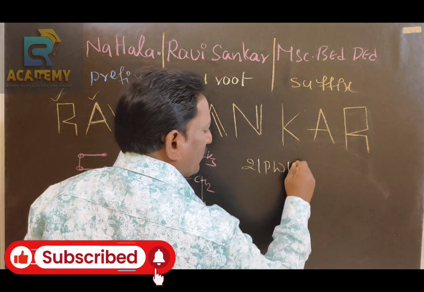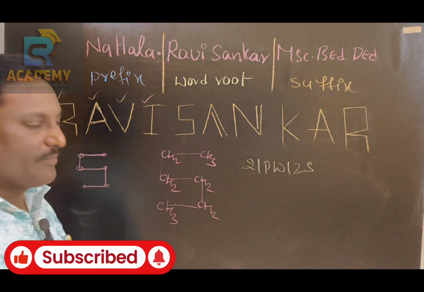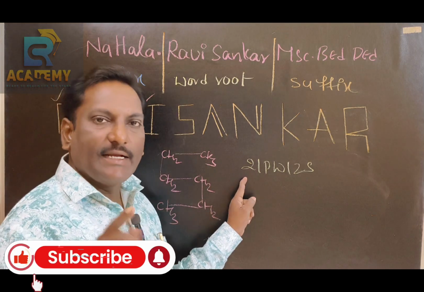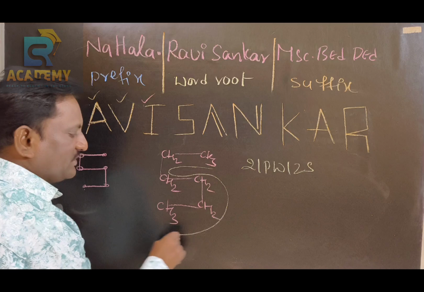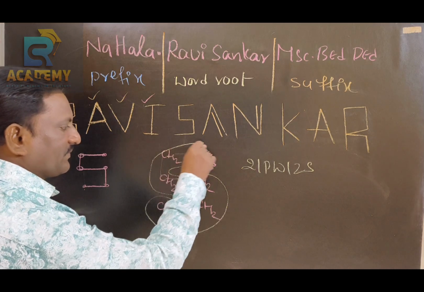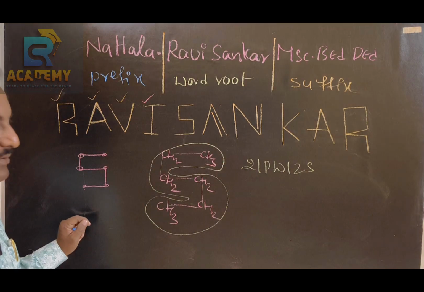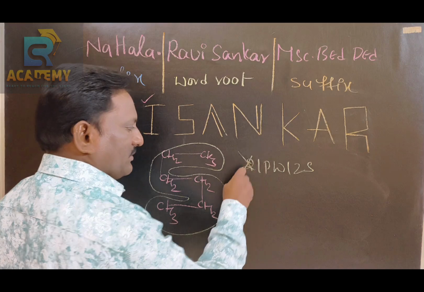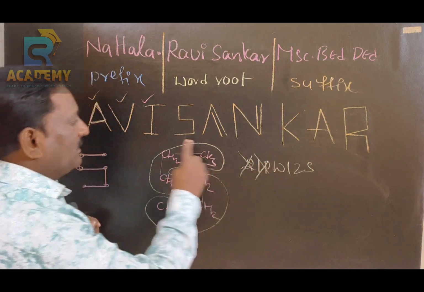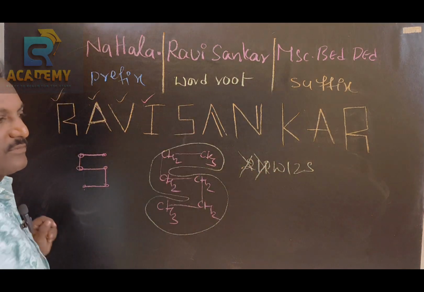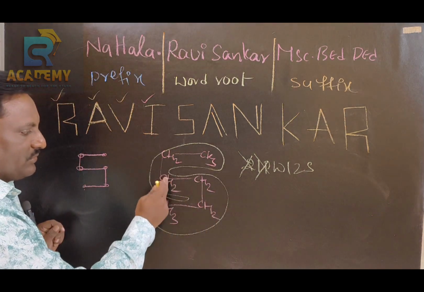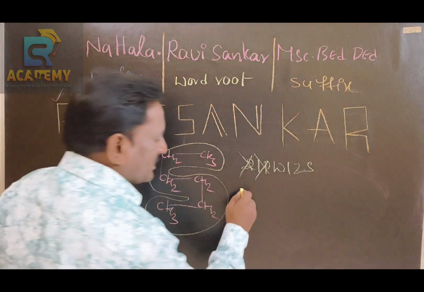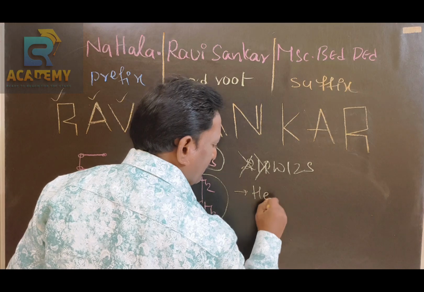Let us ask 21PW. Secondary prefix. So this is the parent chain. There is no set of branches. No branches. It's an open chain, not cyclic. How many carbon atoms are there? 1, 2, 3, 4, 5, 6. 6 means hex.